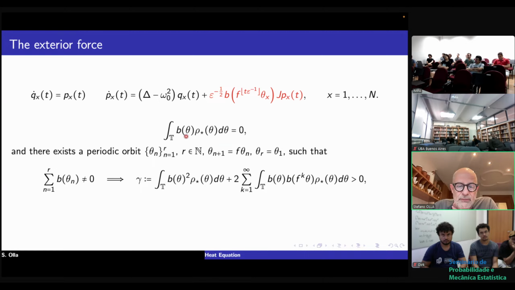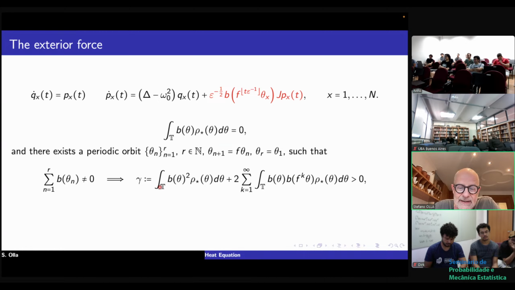So the average of B, we take it equal to 0. This is not really necessary, but we have to recenter, and it's quite natural to take the average of B equal to 0. And one important thing to avoid a trivial variance is that there exists a periodic orbit such that the sum of B over the periodic orbit has to be different from 0. This guarantees that this quantity gamma is positive.